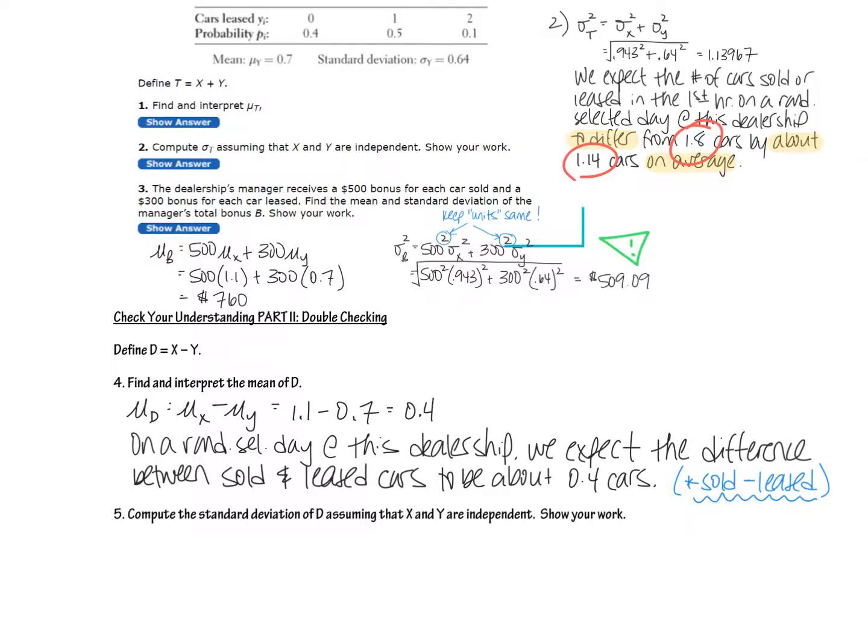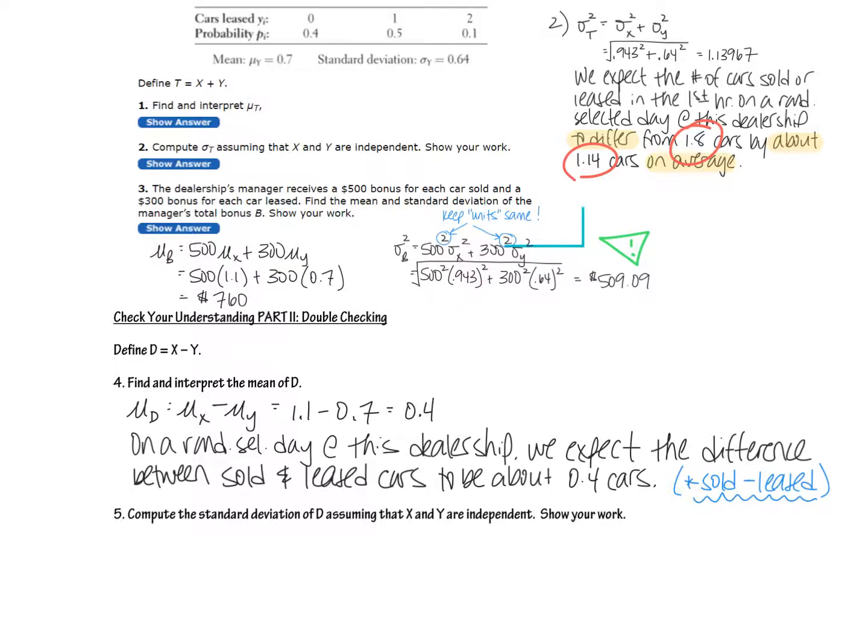It's pretty similar to the one we wrote above for problem number 1, but this one's a randomly selected day at this dealership. We expect the difference, because this is subtraction, between sold and leased cars to be about 0.4 cars. And then, like I said, you have to always make sure that you specify which way you're subtracting anytime you have a subtraction problem, just to make it clear. So computing the standard deviation of D, remember we talked in class about why this, assuming X and Y are independent, otherwise we wouldn't be able to add them together or subtract them together. And by them, I mean variances, because we can't add or subtract standard deviation.